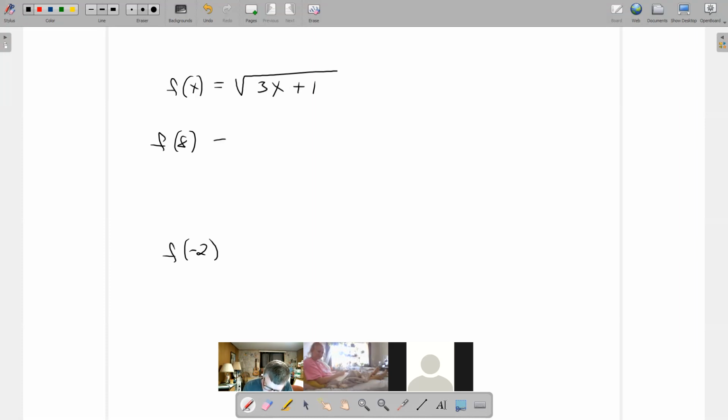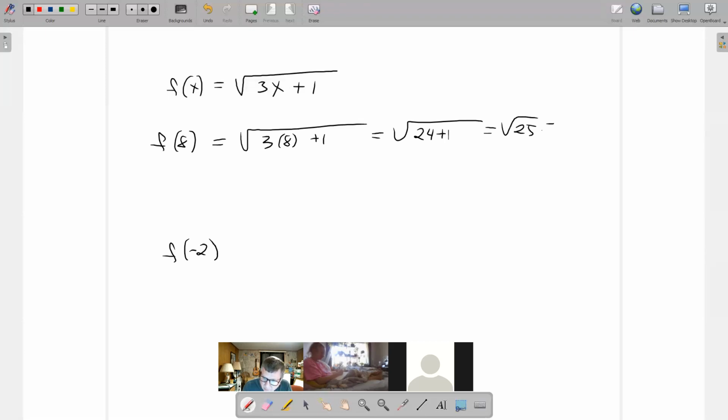So f of 8 would be the square root of 3 times 8 plus 1, which is the square root of 24 plus 1, which is the square root of 25, which is 5. So f of 8 equals 5. If we were to graph this function, it would contain the point whose coordinates are 8, 5. Any questions about this example?